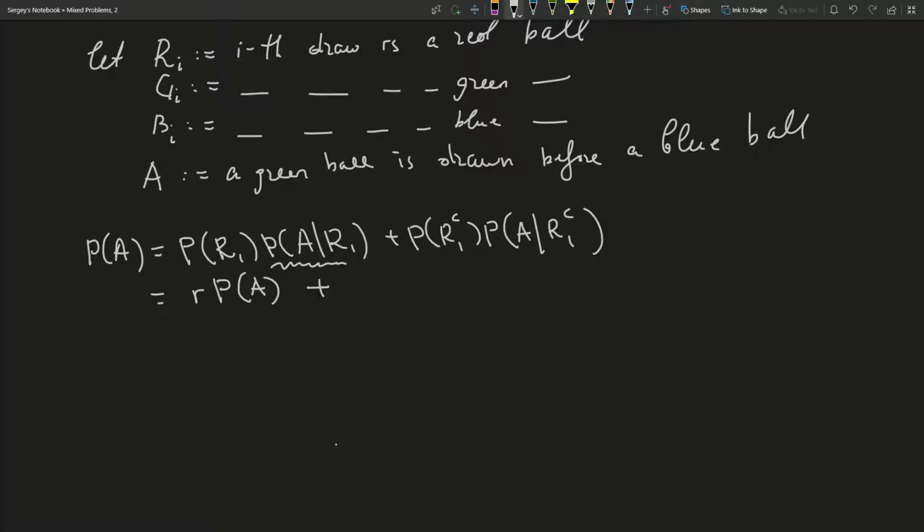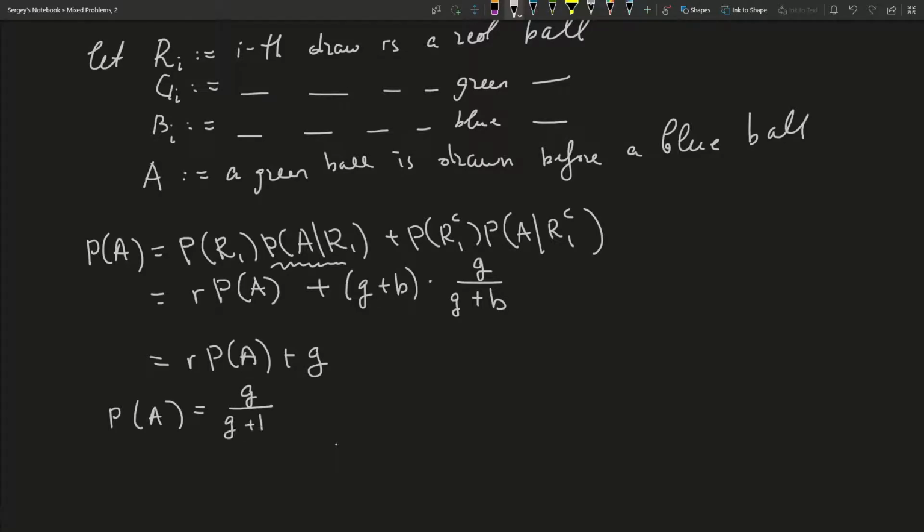So plus, now the probability that the first ball was blue or green is G plus B. And given that the first ball was blue or green, we want to know the probability that it was green, and that is G over G plus B. And this simplifies to R times probability of A plus G. And so, solving for probability of A, we get that probability of A equals G over G plus B.